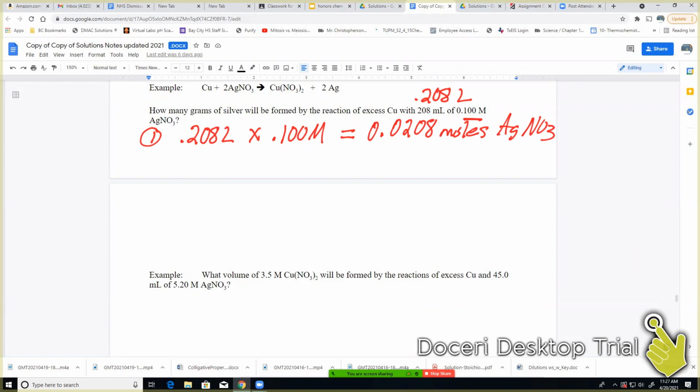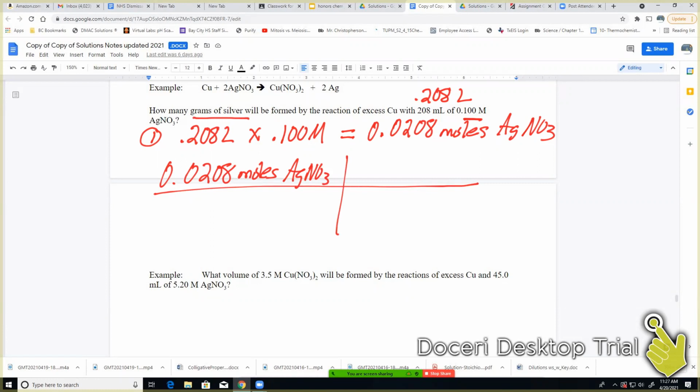So now I know I have 0.0208 moles of silver nitrate. I'm really interested in grams of silver, so I can use my mole to mole ratio to get to silver. Looking at my balanced equation, it's a 2 to 2. So I have 2 moles of silver nitrate for every 2 moles of silver. That leaves me with moles of silver.